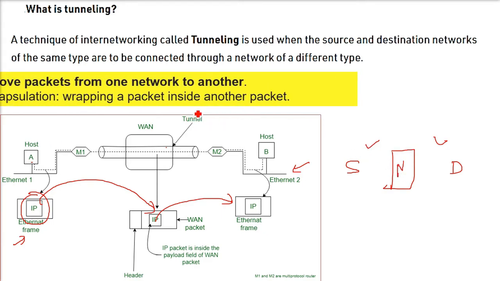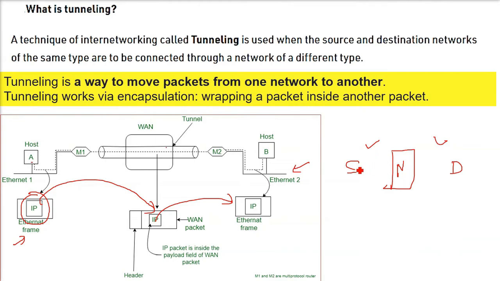So tunneling is a way to move a packet from one network to another, and tunneling works via encapsulation. That is wrapping a packet inside another packet, which is what you see here also. In the WAN packet, you are actually wrapping or encapsulating the IP packet, and then you are transferring it. This is a very popular thing in networking.